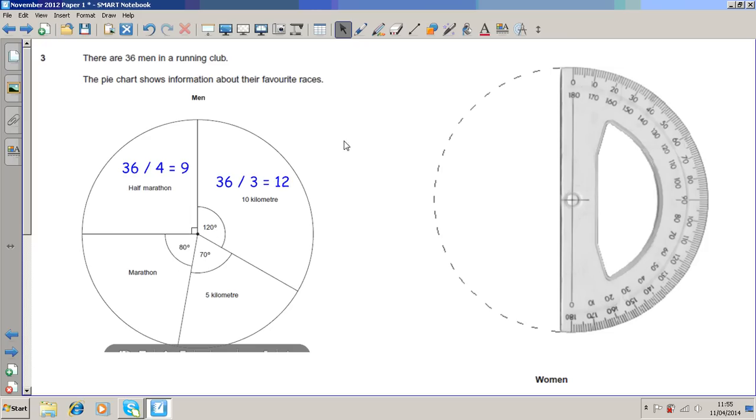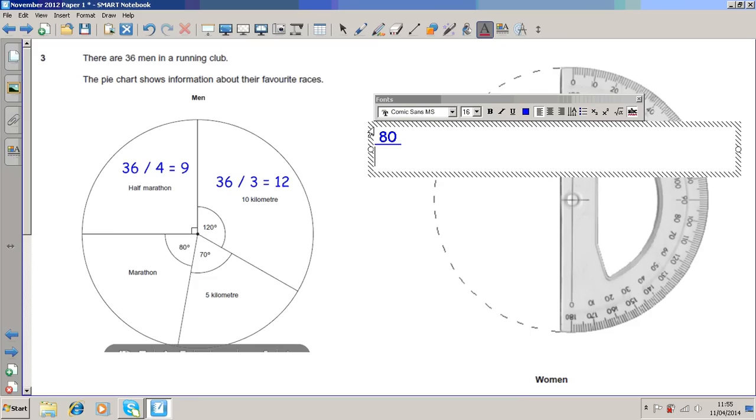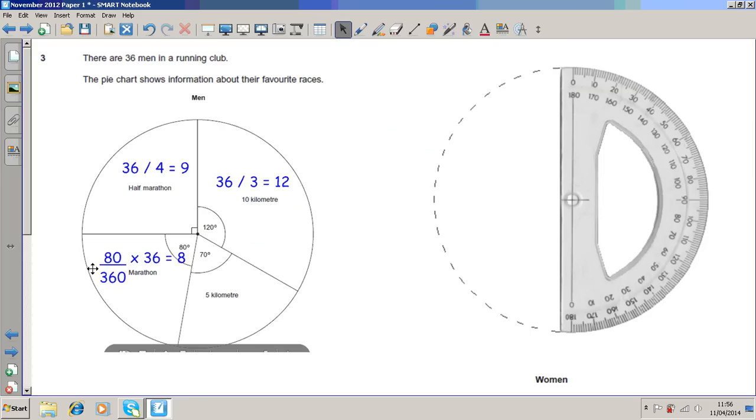Right, how am I going to work out the marathon? Well, to work out the marathon, I'm going to be doing 80 divided by 360 to get the size of the angle, and then times that by 36. Weird times. So what is that going to be? Well, 36 divided by 360 is the same as 1 over 10, so a tenth of 80 is going to give me 8. That's quite tricky with our calculator. So 8 people prefer that.